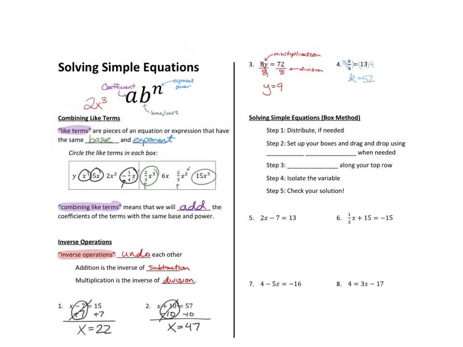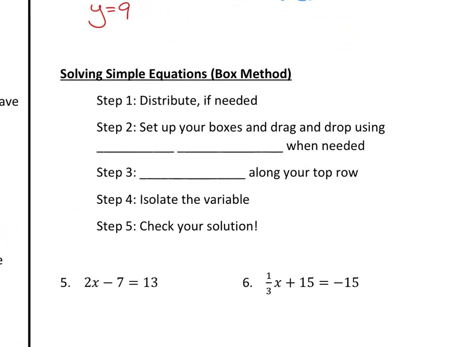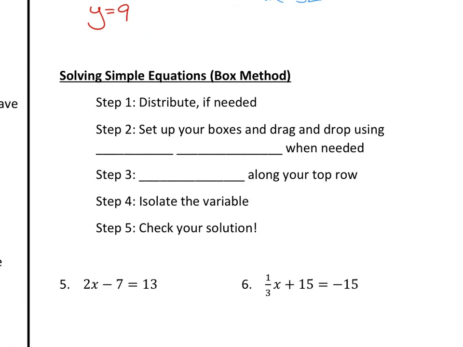So it's important to know about combining like terms and inverse operations to get us to solving equations. Now, the way that we solve equations at Mesquite High School, it's totally acceptable if you do what you did last year, draw a line down the center and start using inverse operations. However, if that never worked for you, we have a method that we use here called the box method.